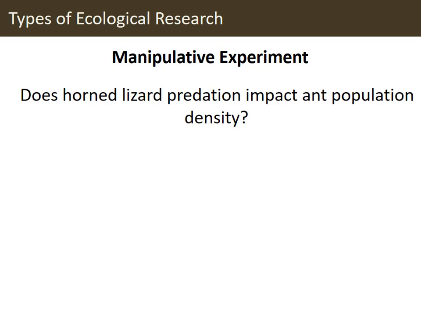Okay. Another type of quantitative study is a manipulative experiment. And so I actually put an example up here to think about. So we could conduct an experiment to answer the question, does horned lizard predation impact ant population density? Does everybody know what a horned lizard looks like?